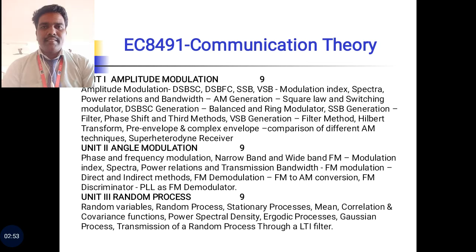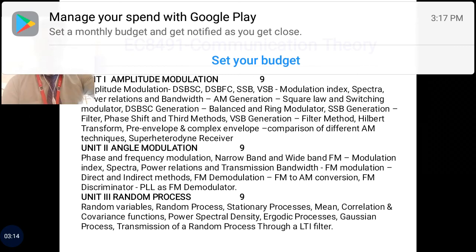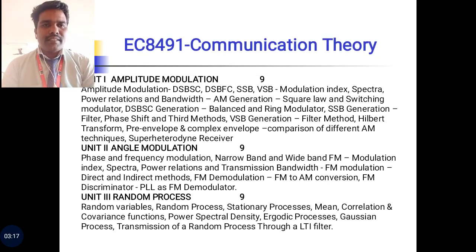Unit 3 title is random process. So what is random process? Random process plays a major role in communication systems. Noise is added randomly in the channel, and we cannot predict this noise. That is a random process. So what is a random variable and what is a random process? What is a stationary process, how to calculate the mean, how to calculate correlation? What is covariance? What is power spectral density? What is an ergodic process? What is a Gaussian process? These are the topics that come under the category of random process.